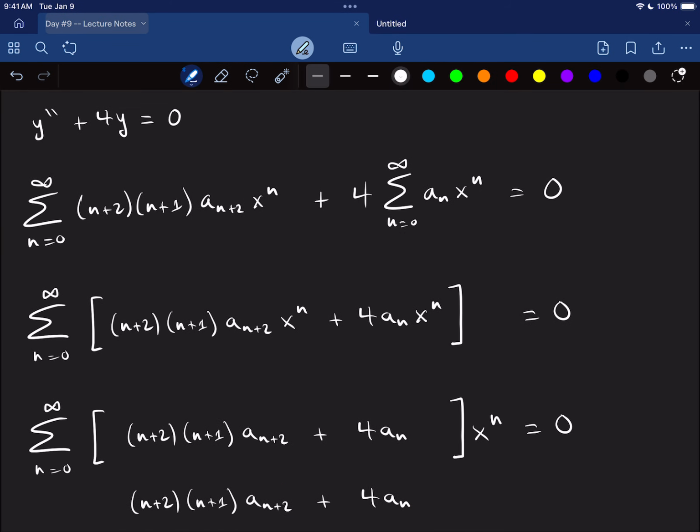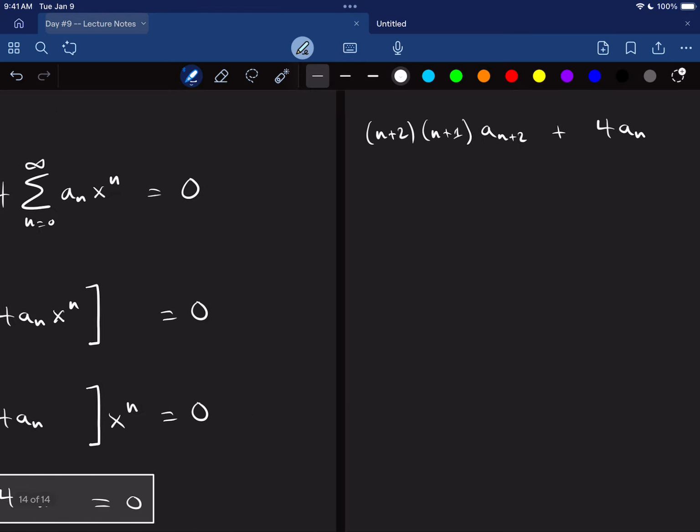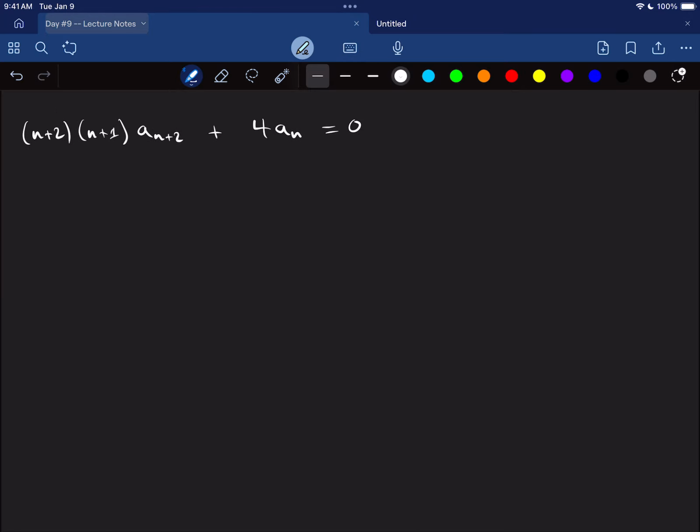What we can see here is this gives me a relationship between a sub n plus 2 and a sub n. So let's go ahead and take this onto a new slide. We'll paste it. And yeah, that's equal to 0. And I'll just solve this for a sub n plus 2. We'll have a negative 4 a sub n times n plus 2 times n plus 1.